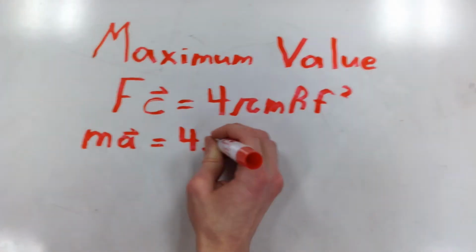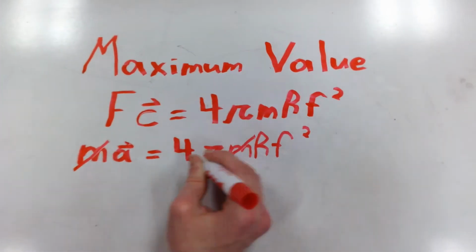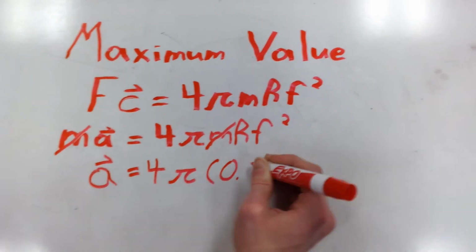This gives us a minimum acceleration of 19.3 meters per second squared and a maximum acceleration of 1.01 × 10² meters per second squared.